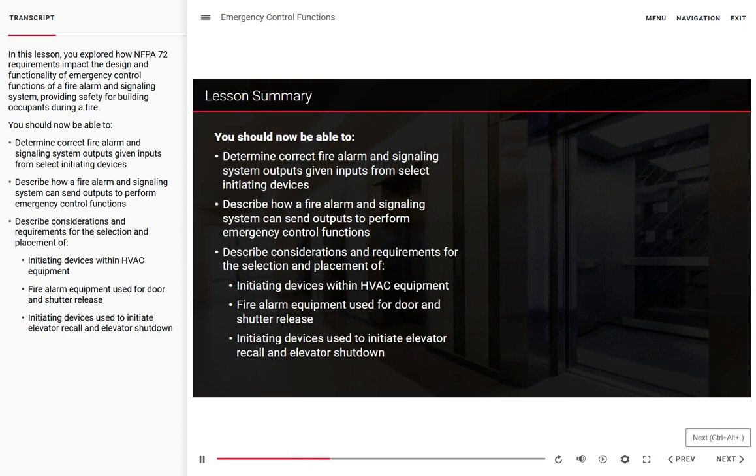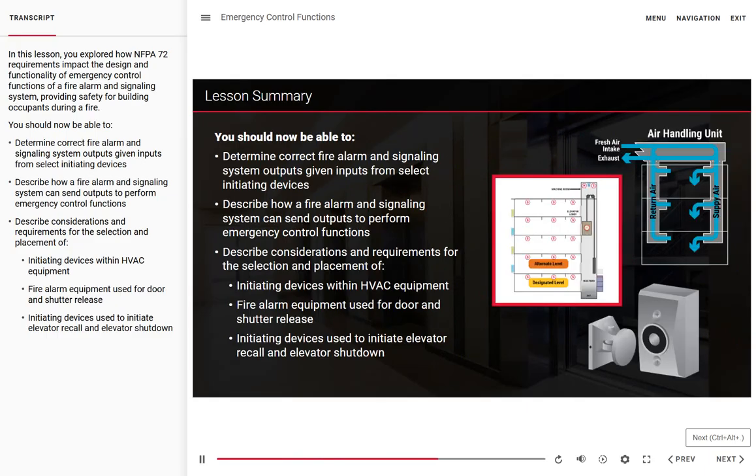You should now be able to determine correct fire alarm and signaling system outputs given inputs from select initiating devices. Describe how a fire alarm and signaling system can send outputs to perform emergency control functions, and describe considerations and requirements for the selection and placement of initiating devices within HVAC equipment, fire alarm equipment used for door and shutter release, and initiating devices used to initiate elevator recall and elevator shutdown.